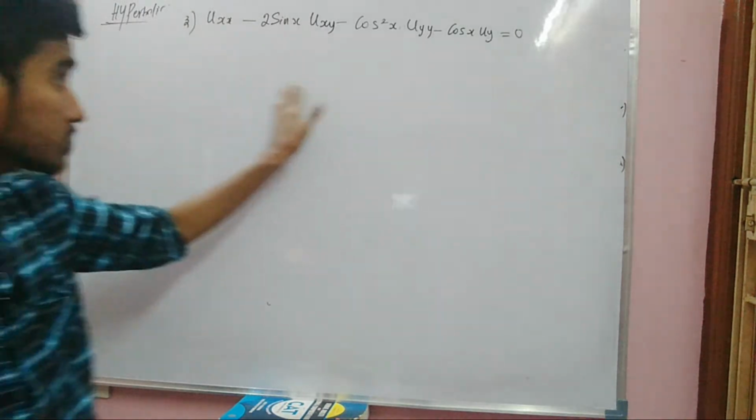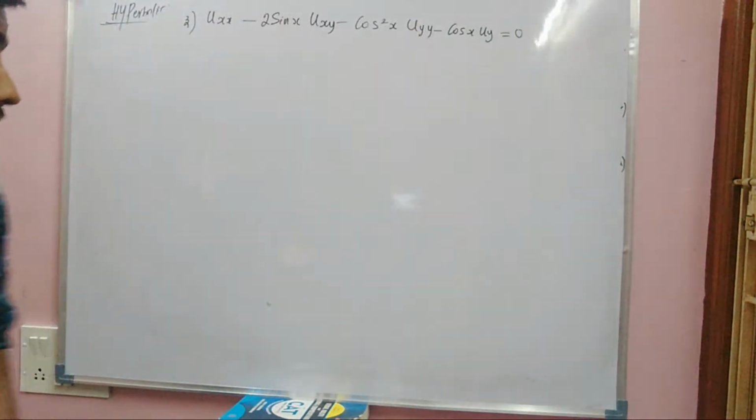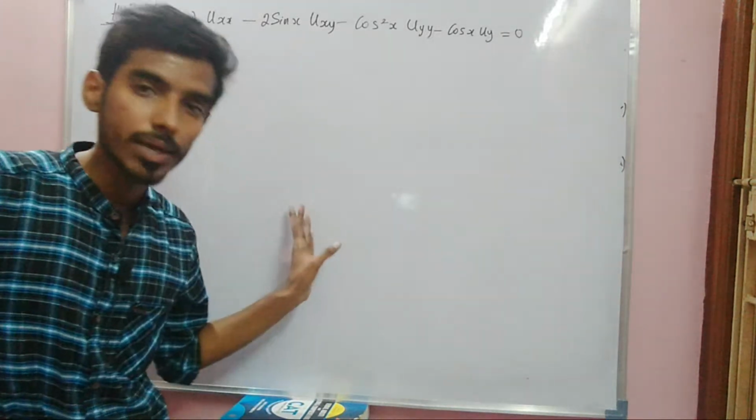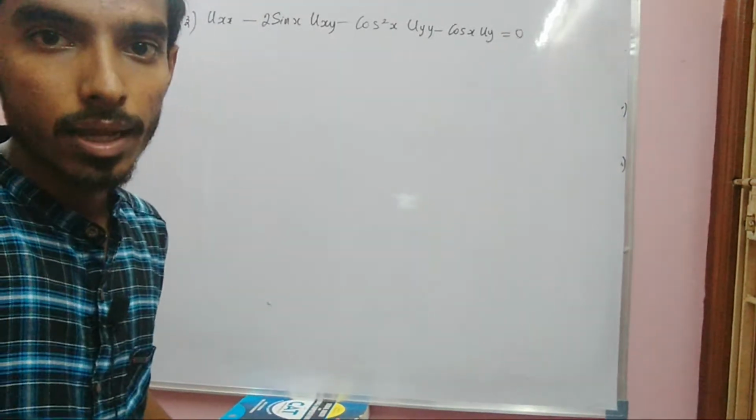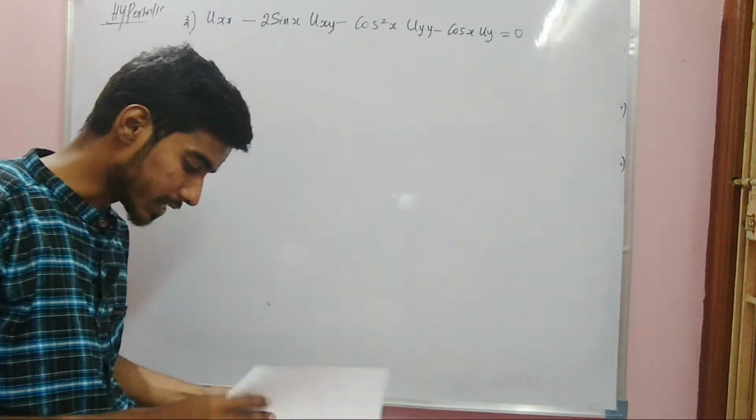Yes, try. Cos square x uyy minus cos x uy. Surely it will be hyperbolic. So we just find the two characteristics.